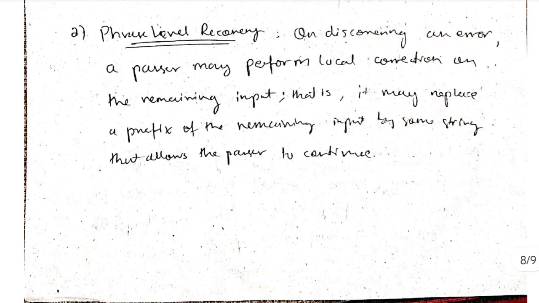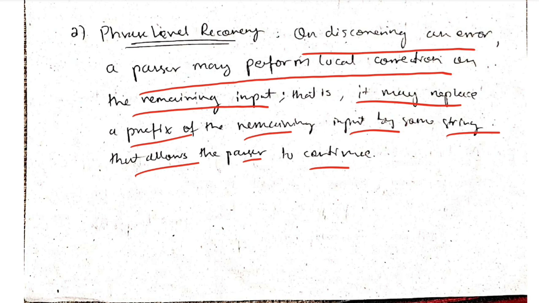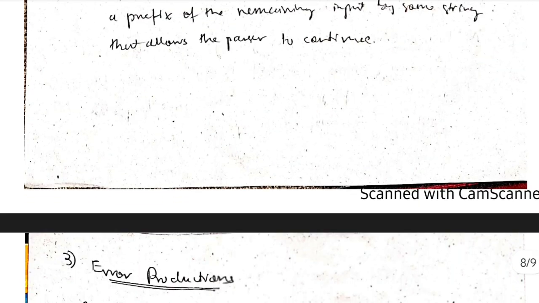Phrase level recovery means, on discovering an error, the parser may perform local correction on the remaining input. That is, it may replace a prefix of the remaining input by some string that allows the parser to continue. So here's a string, it will replace the prefix of it with some valid values, so that it becomes a valid whole. That is phrase level recovery.